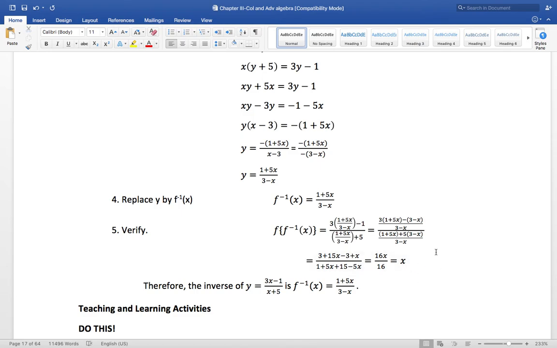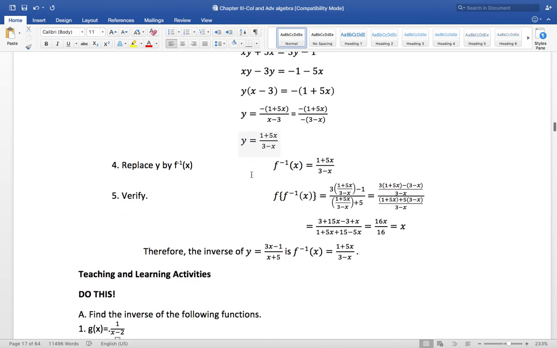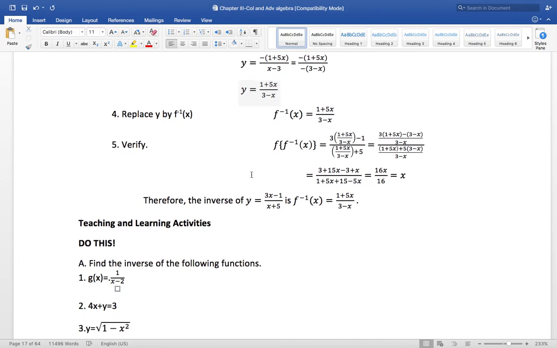So we just proved that the inverse of y is equal to 3x minus 1 all over x plus 5, is f of negative 1 of x, which is equal to 1 plus 5x over 3 minus x. Okay, so that's how simple this lesson is.